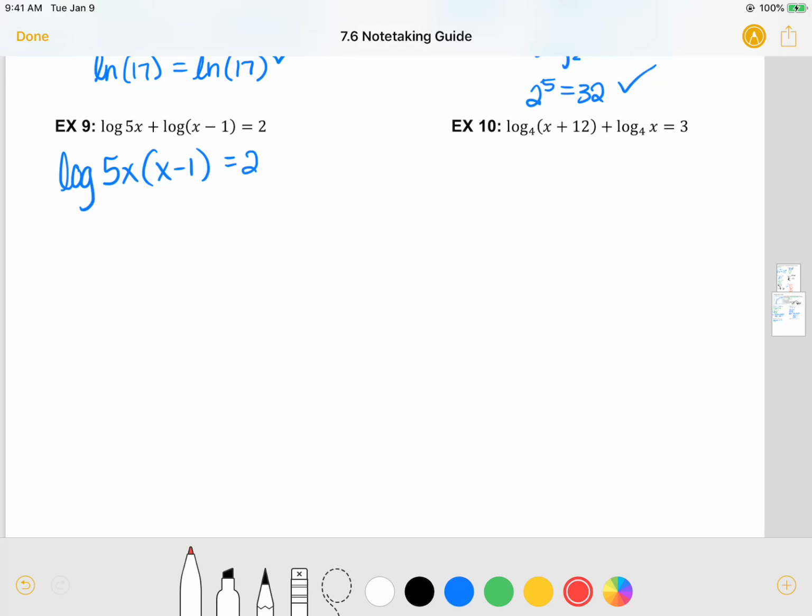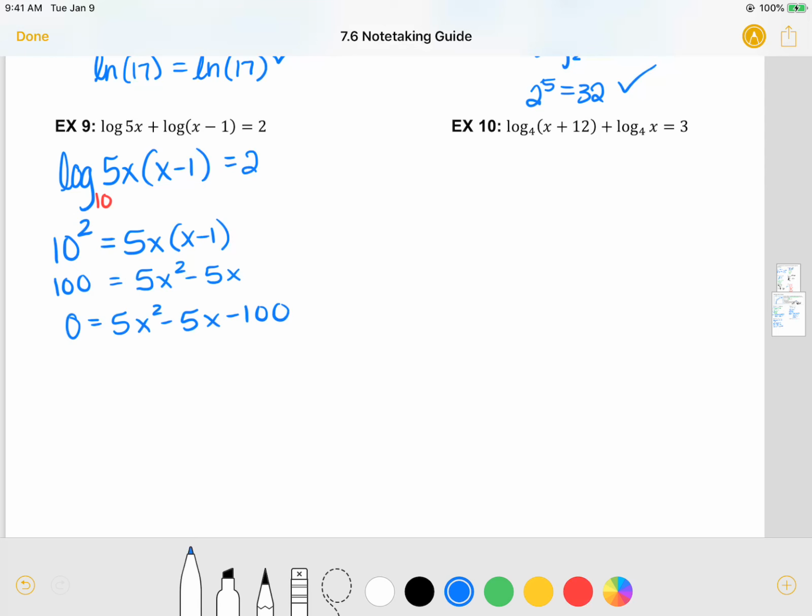We have to have only one log in order to rewrite as an exponential. Now, if we do not see a base, we're using common log base 10. So what we're going to do is we're going to rewrite as 10 to the second power is equal to 5x times x minus 1. So we have 100 equals, I'm going to distribute, 5x squared minus 5x. Okay, this is a quadratic, so we need to set it equal to 0.